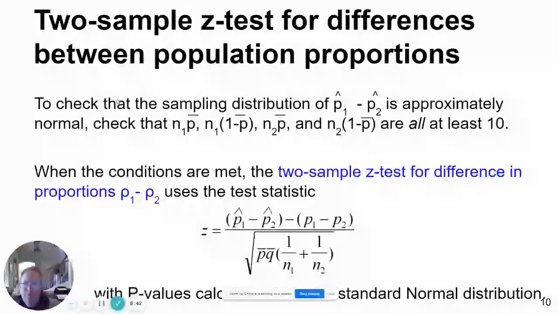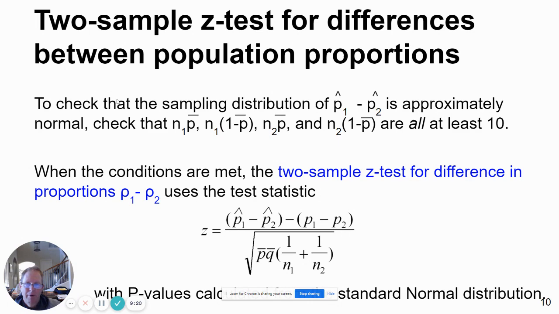So to check, as I said before, that the sampling distribution of p hat 1 minus p hat 2 is approximately normal, this time what we need to do is check that n1 times the pooled proportion is at least 10, and n1 times 1 minus the pooled proportion is at least 10, n2 times the pooled proportion is at least 10, and n2 times 1 minus the pooled proportion is at least 10. All four of those have to be at least 10, and now we are not using p-hats, we have to use the pooled proportion. And why is that?